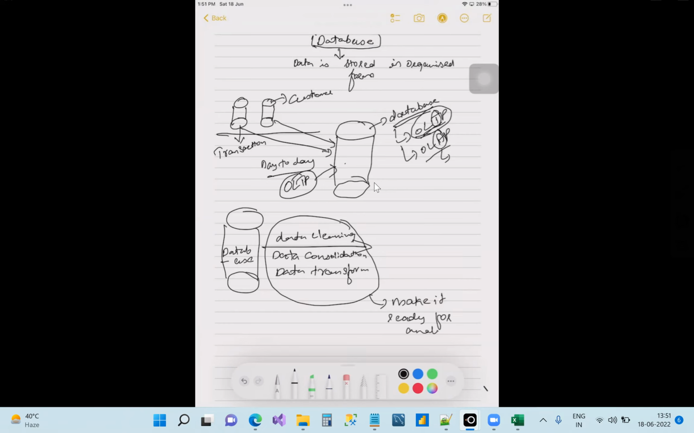So when you make your data ready for analysis and you put that in a database, this database is called what? Data warehouse. Okay, you all are getting this? Understand these concepts, because they will be asking you in the interview what is database, what is data warehouse. So database is where all your raw data is kept in an organized form. Okay, that is your database.